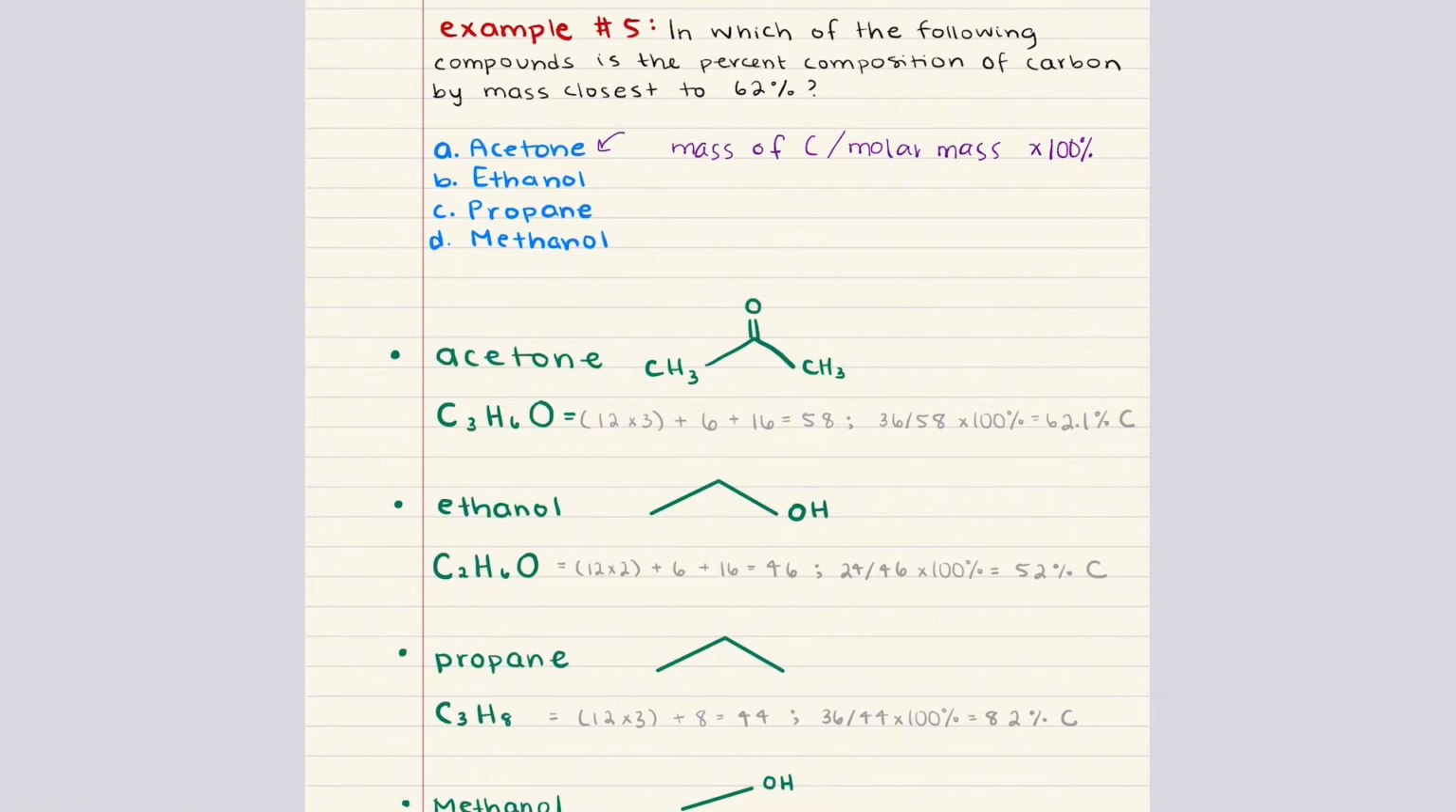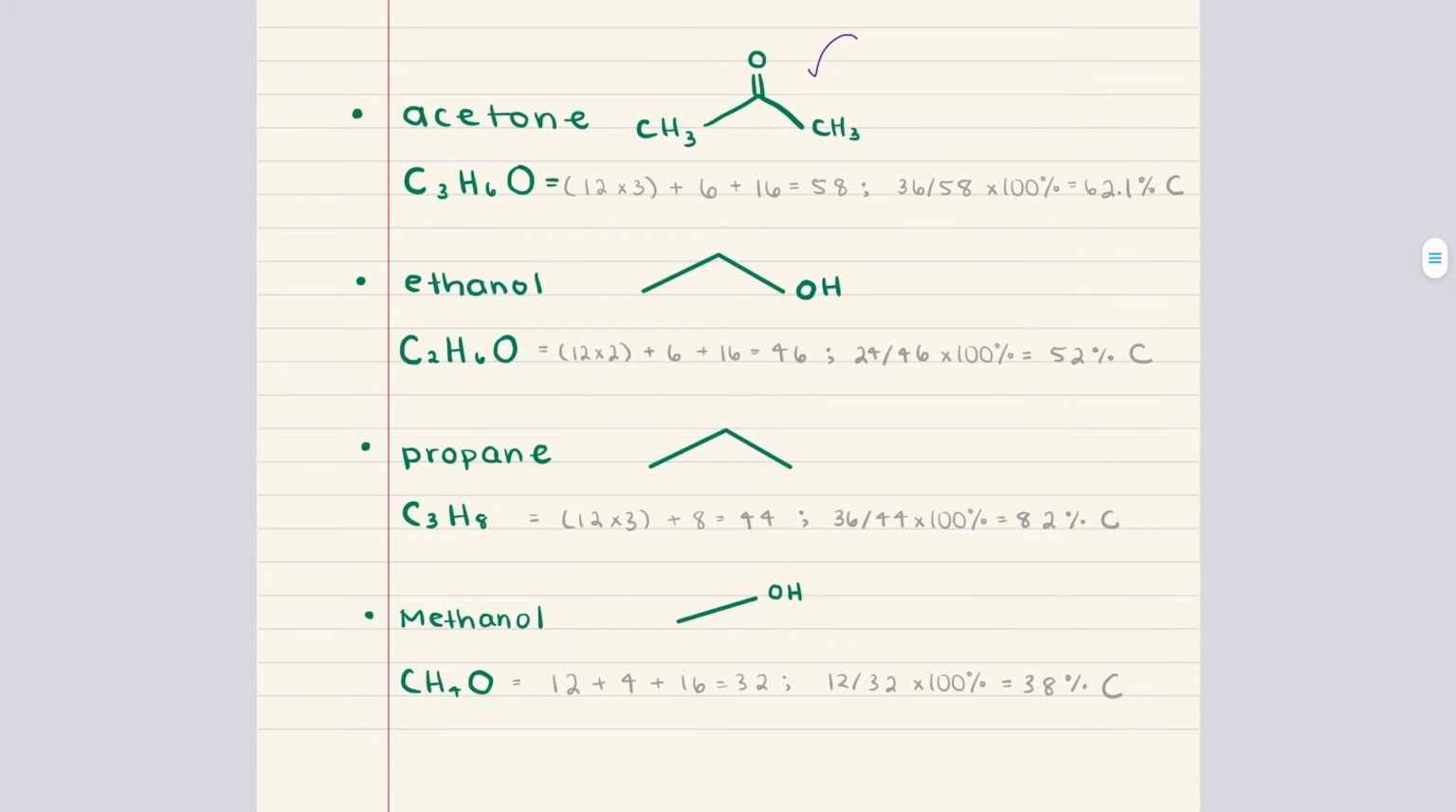So for this first option, acetone, I have the molecule drawn right here. Here is the molecular formula for acetone, C3H6O. We have 3 carbon atoms at 12 grams per mole each. We have 6 hydrogens at about 1 gram per mole each, and 1 oxygen atom at about 16 grams per mole each. If we sum up 12 times 3, which is 36, plus 6 plus 16, we should get about 58 grams per mole. That is the molar mass of the compound.